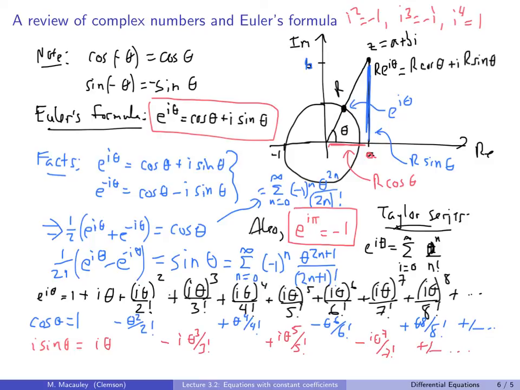And now look what you get when you add these things up. Here I have a negative theta squared. These two terms are the same because i squared is -1. Here, these terms are the same because i to the fourth is positive 1. These are the same because i to the sixth is i squared times i to the fourth, which is negative 1, and so forth. Similarly, you can check that these terms are the same, and so forth.